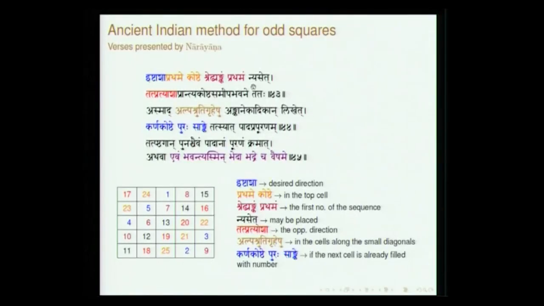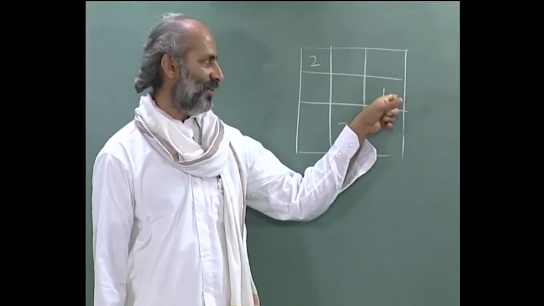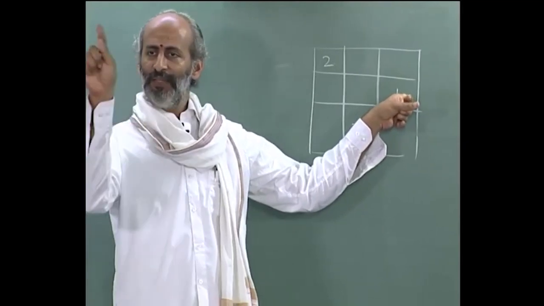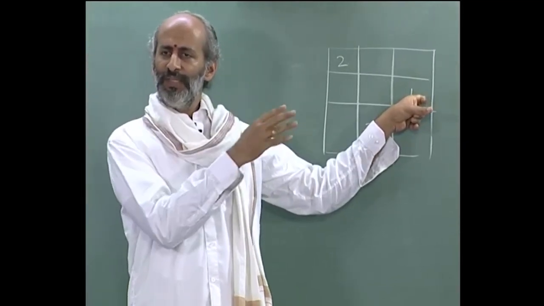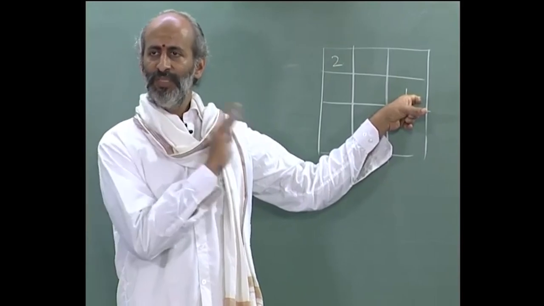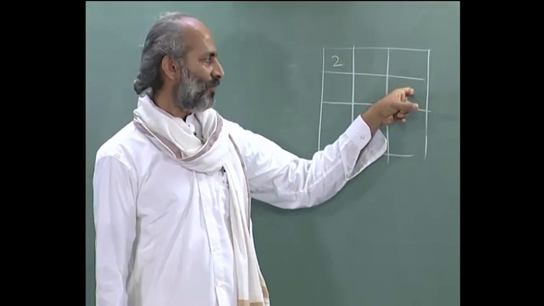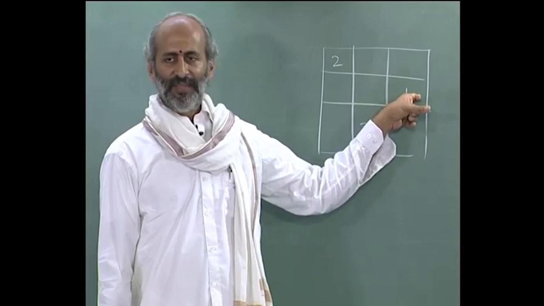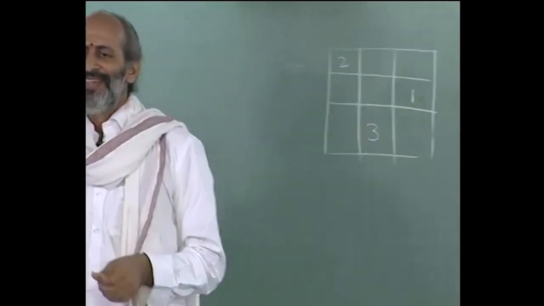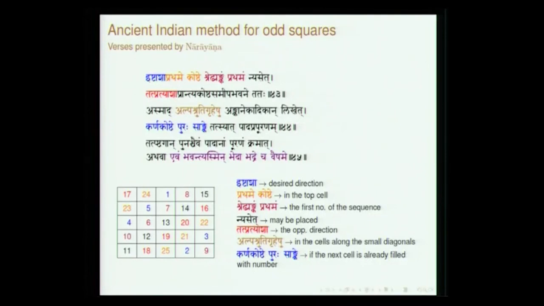Prathame koshte shredhyankam prathamam nyaset. What I did was prathame koshte shredhyankam prathamam. Shredi is basically arithmetic progression. It need not necessarily be this number, any arithmetic progression will do, but this is the simplest example. So prathame koshte I have fixed it. Then what Narayana says is prathamam nyaset tat pratyasha, prantya koshte samipe. Pratyasha means in the opposite direction, fine.